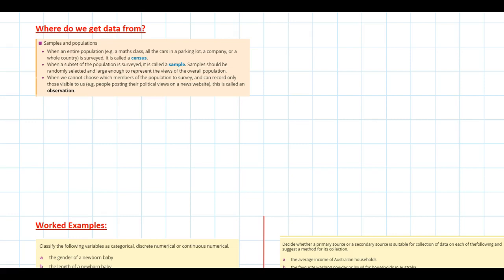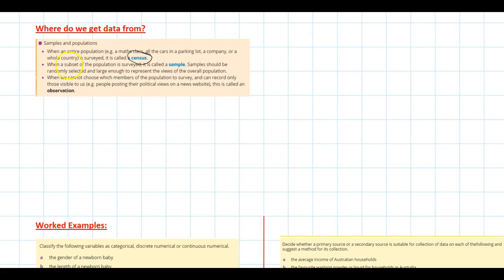So when an entire population, for example, a maths class, all the cars in a parking lot at a company, or a whole country is surveyed, it's called a census. Okay, so the census is when a whole population is surveyed. Now in Australia we have a census every 5 years, so your parents would have done a census just recently. So it's where we collect all the data from everyone in Australia and then we can make decisions based on this. This is called a census.